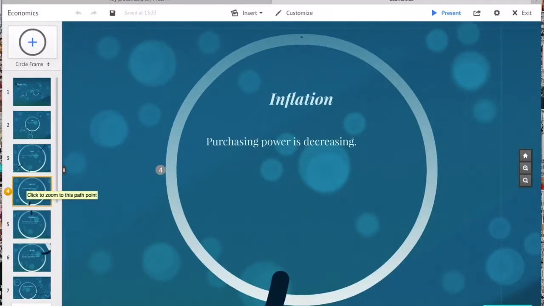Purchasing power is decreased by inflation. Inflation is a sustained increase in the general price level of goods and services in an economy over a period of time. When the price level rises, each unit of currency buys fewer goods and services. Consequently, inflation reflects a reduction in the purchasing power per unit of money.